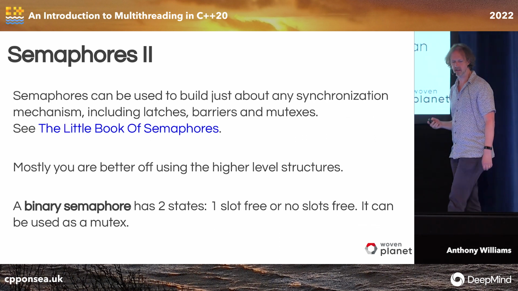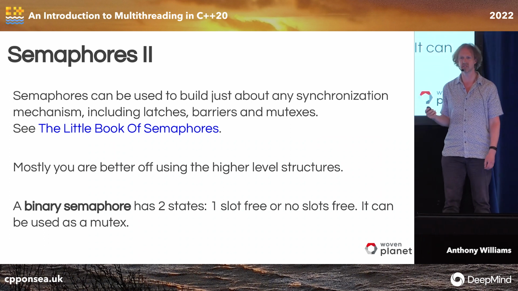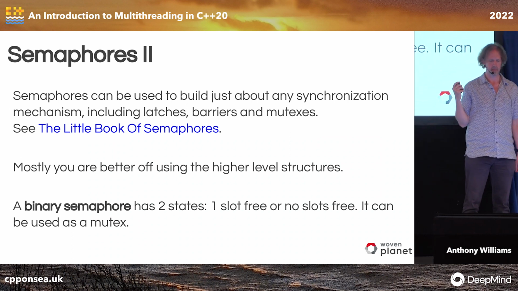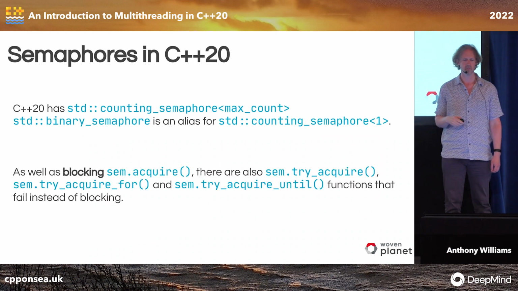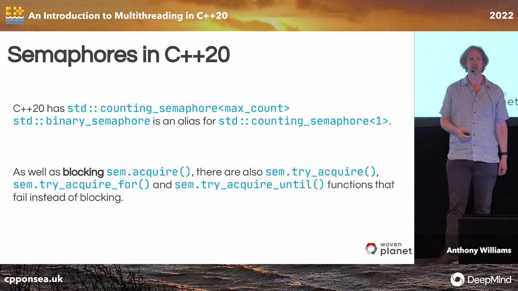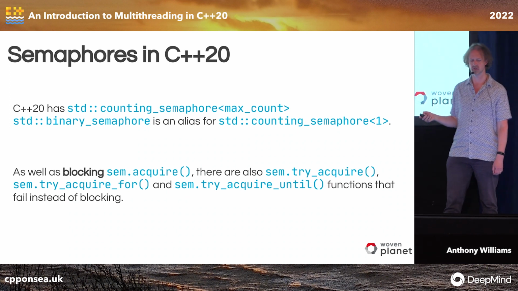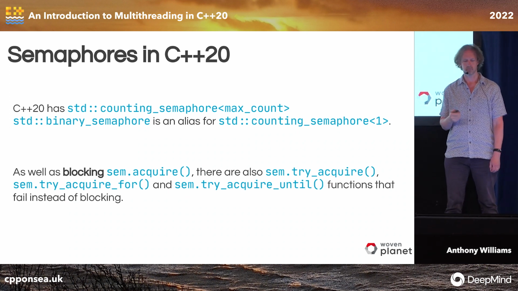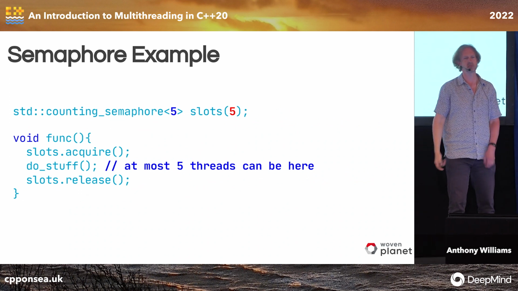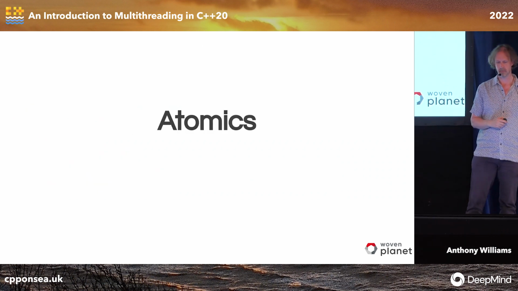I recommend you read The Little Book of Semaphores. If you're fussed about semaphores, it tells you how to do everything with semaphores, including mutexes, condition variables, whatever else. In C++20, a semaphore is a counting semaphore and possibly a specialization for a binary semaphore. We have acquire and release functions. And so you acquire it, you do something, and then you release it, possibly on a separate thread, depending what you're doing with your semaphore.